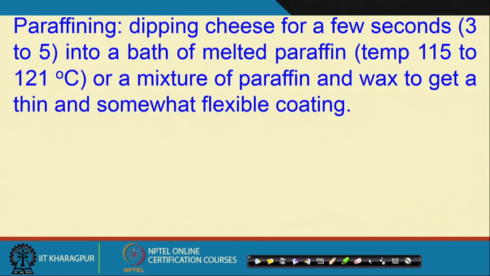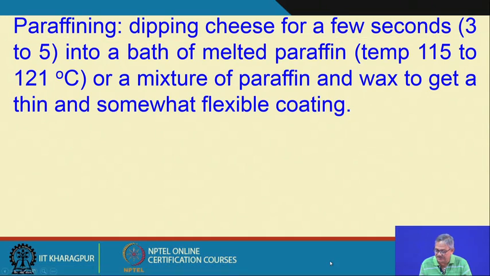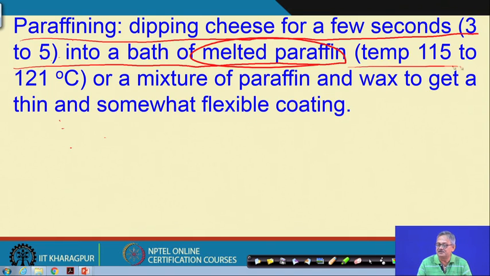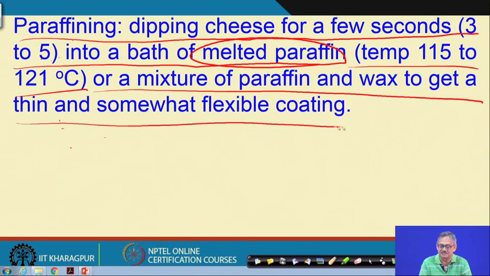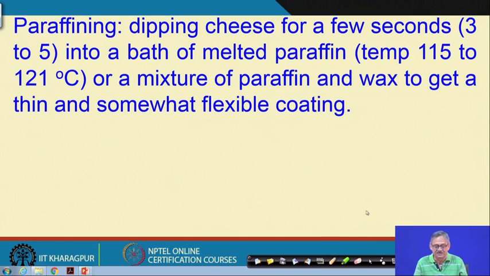So, paraffining is done by dipping the cheese for a few seconds, that is 3 to 5 minutes into a batch of melted paraffin, right. Temperature is around 115 to 121 degrees centigrade, or a mixture of paraffin and wax to get a thin and somewhat flexible coating. So, this coating helps the moisture to remain inside. That is the primary objective, that moisture should not go out, right.